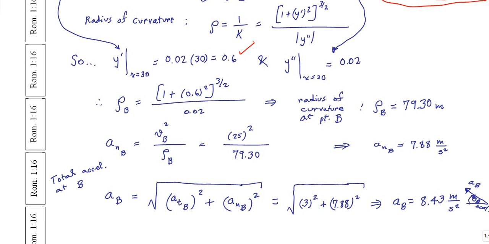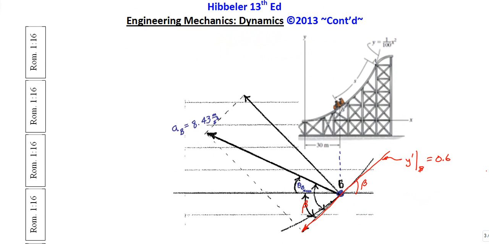Alright, so that we already did, and we know from the aside that we were talking about that the tangent of this angle beta is equal to y prime evaluated at B, which happens to be 0.6. So I'm in a great position to figure out what beta is, and I went ahead and computed that. So beta happens to be 30.96 degrees.